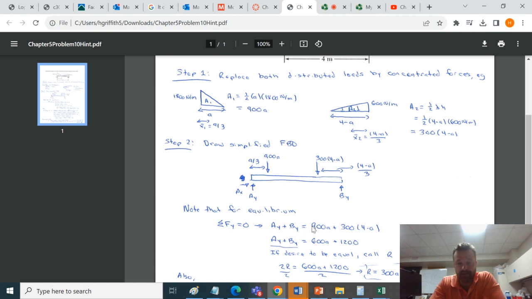So AY plus BY equals the sum of the magnitude of the two concentrated loads. Now you can actually distribute and do some simplifying math. 300 times 4 is 1200. 300 times minus A is minus 300A. Plus 900A gives me 600A.